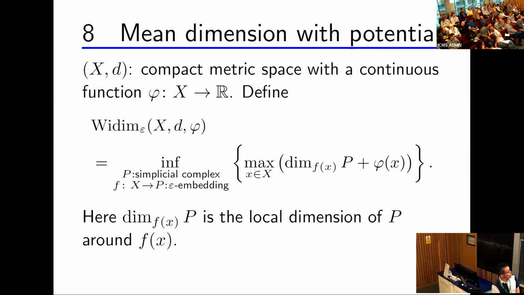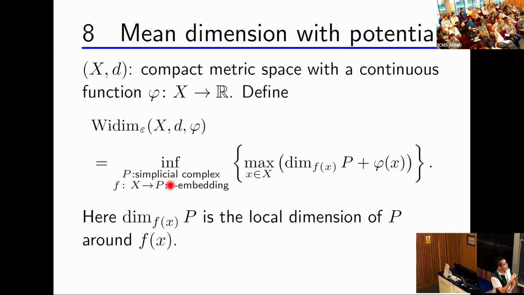So first, we need to define a quantity analogous to topological pressure. So a mean dimension version of topological pressure. And it is called mean dimension with potential. So this is a general theory. Let (X, d) be a compact metric space with some continuous function phi on X. We define the width dimension with potential phi by this formula.